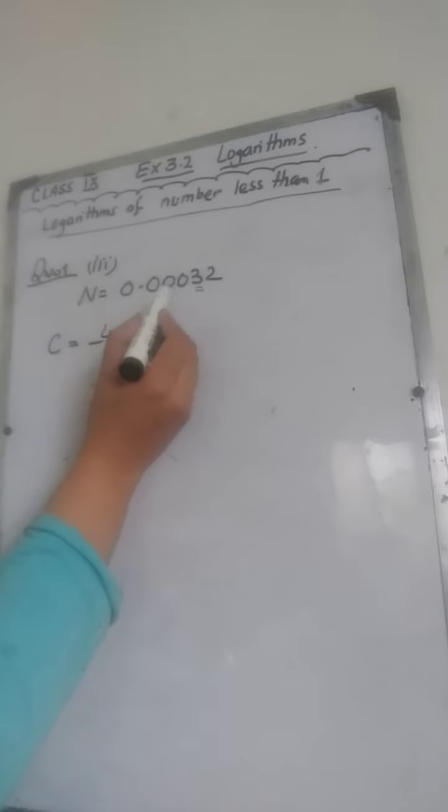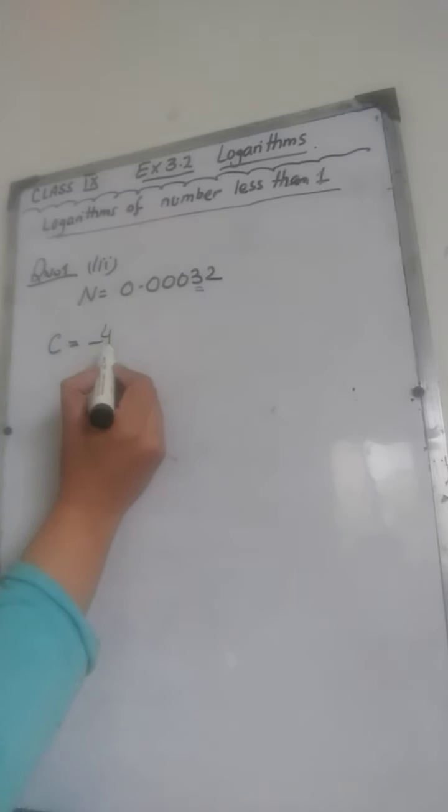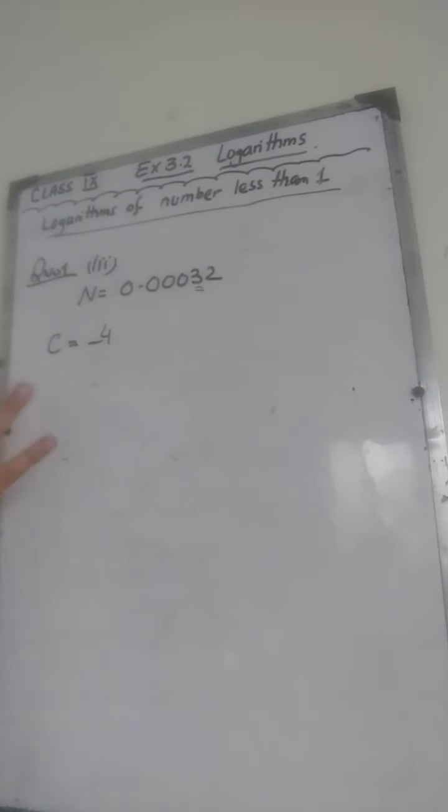You are going to count the number of zeros: 1, 2, 3. If there are 3 zeros, put 4 here. If there are 4 zeros, put 5 here. Okay, this is the procedure.